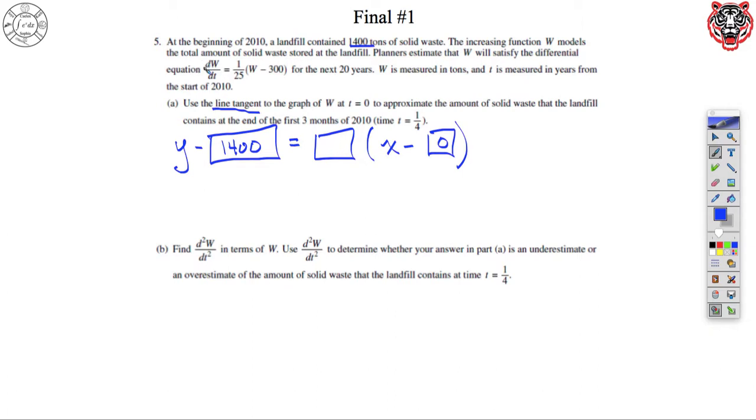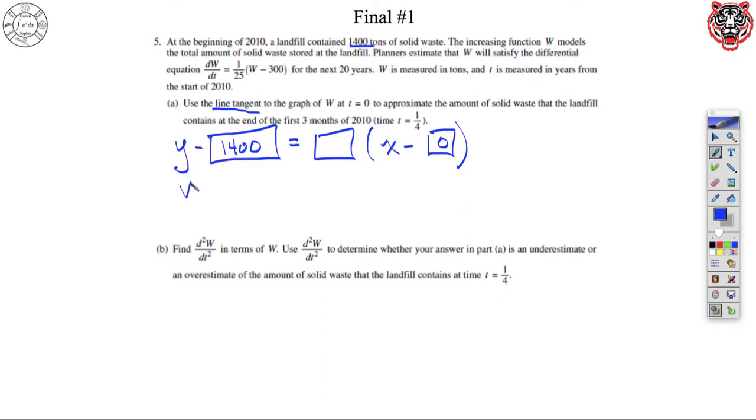I'm really saying dw dt when I plug in 0. But that's a little bit unclear because I can't plug in 0 for w. I mean, I can't just say 0 minus 300. That doesn't make any sense because w is a function where you start off with 1,400. So what this is really saying is I plug in 1,400 because that is w of 0.